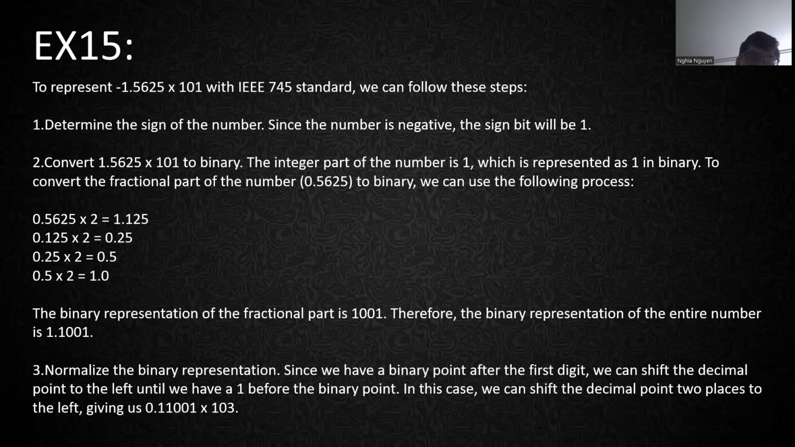To convert the fractional part of the number 1.5625 to binary, we can use the following process: 0.5625 multiplied by 2 equals 1.125, so 1. Then 0.125 multiplied by 2 equals 0.25, 0.25 multiplied by 2 equals 0.5, and 0.5 multiplied by 2 equals 1.